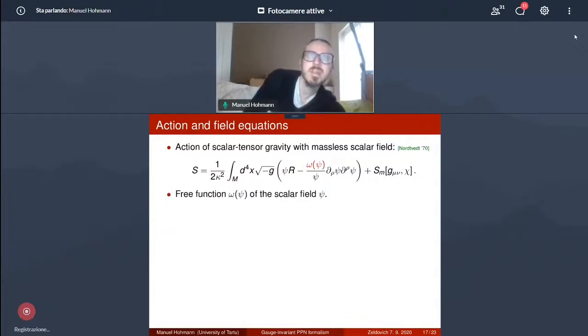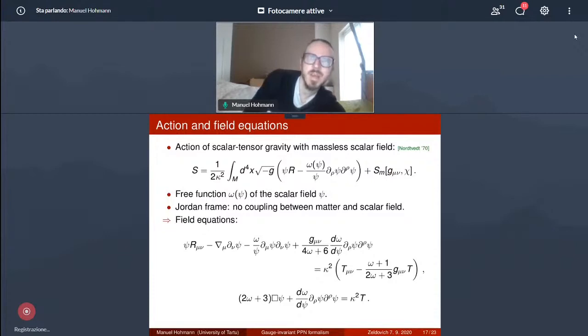It is then determined by a free function of the scalar field, which is called omega here. And I assume that we are working in a so-called Jordan frame. Jordan frame means that we have no coupling between the matter and the scalar field. So the metric that couples to the matter is indeed just the physical metric. And if you then calculate the field equations of this theory, and here I have already transformed them a bit to make them simpler, then we arrive at these field equations where on the right-hand side we have as the source term the energy momentum tensor and its trace, both as a source for the metric and for the scalar field. On the left-hand side, we have second derivatives of the scalar field, and we have the Ricci tensor.